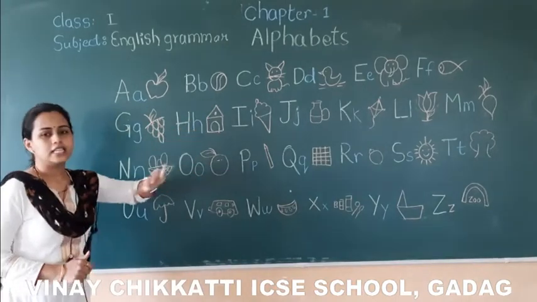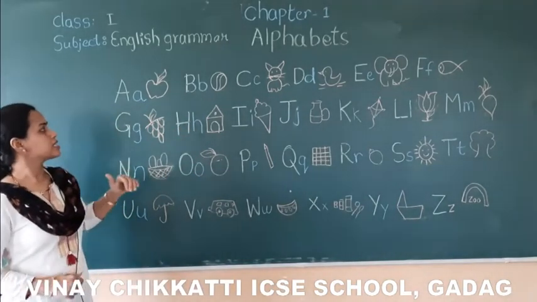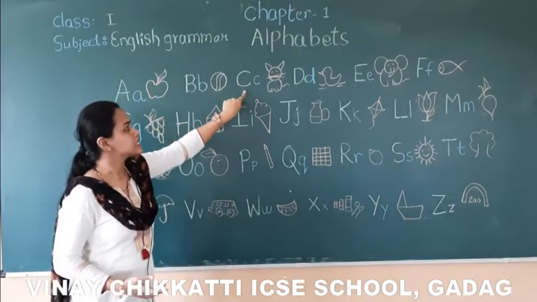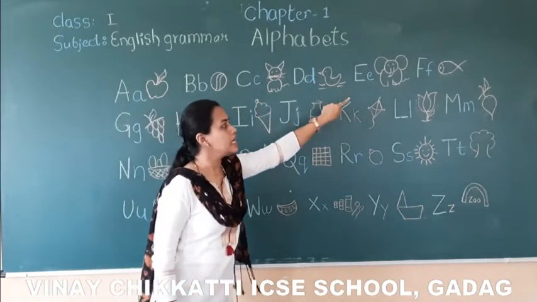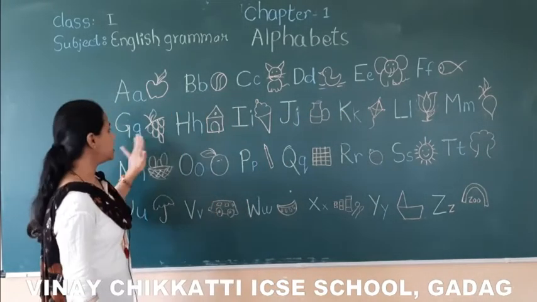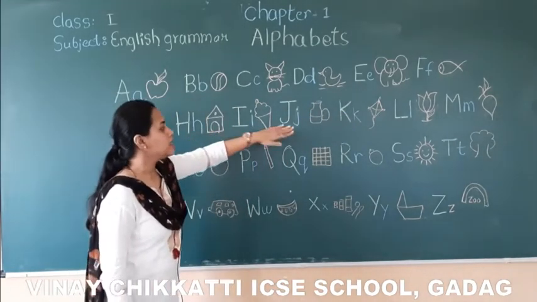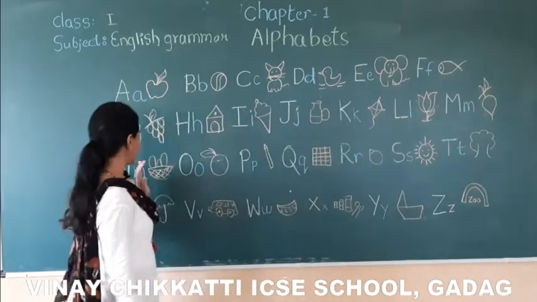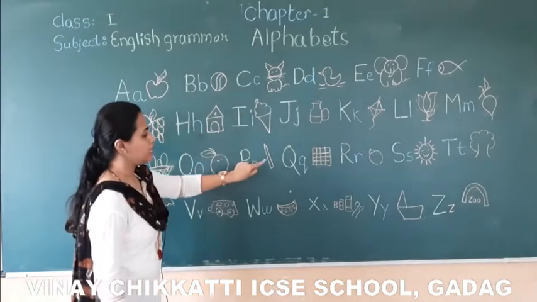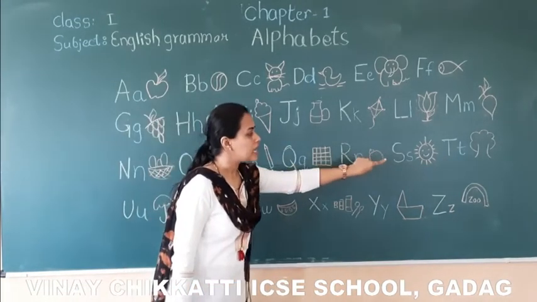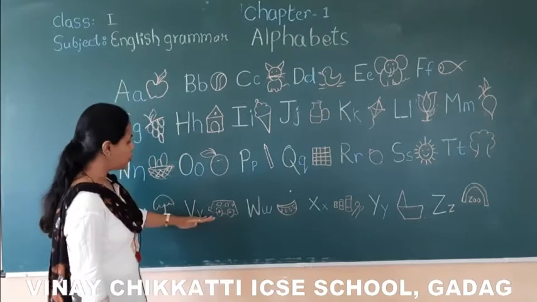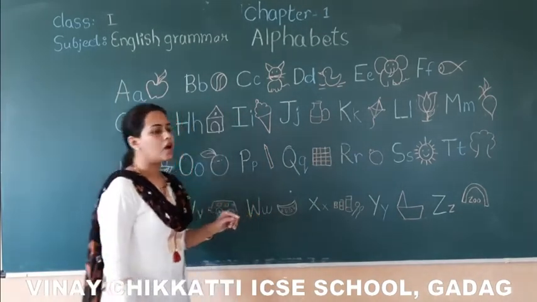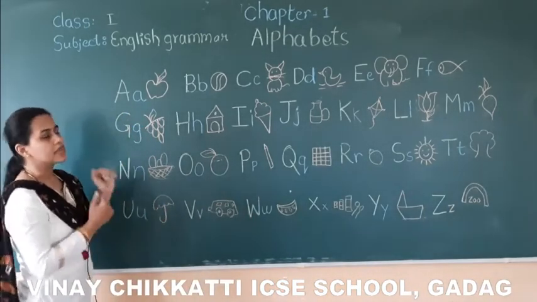So these are the letters you have to practice. So shall we repeat? A, B, C, D, E, F, G, H, I, J, K, L, M, N, O, P, Q, R, S, T, U, V, W, X, Y and Z. Okay, we'll know these alphabets.